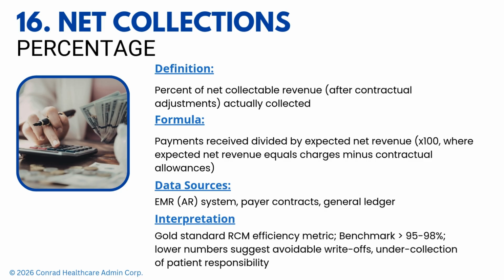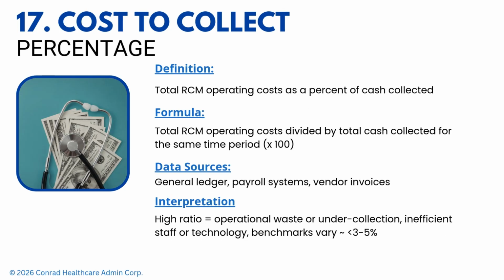This is the gold standard revenue cycle efficiency metric, and a benchmark for this is to have a net collections percentage that is greater than 95 to 98%. Lower numbers here are going to suggest that we have avoidable write-offs that we could be working on fixing our processes to decrease those. Or it can also indicate under collection of patient responsibility and that we have an opportunity there to improve those practices.